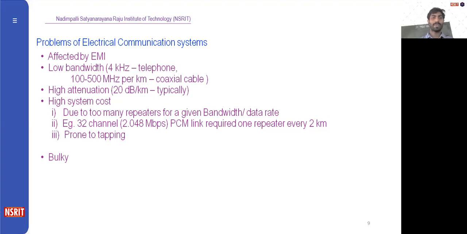We are using too many repeaters in coaxial communication system. Here, 32 channels PCM link required one repeater every 2 kilometers. This is easily prone to tapping. That means we can tap information at any point by cutting the coaxial cable and connecting a receiver. Anybody can tap the signal and listen the information which is being transmitted. And coaxial cable system is very bulky.